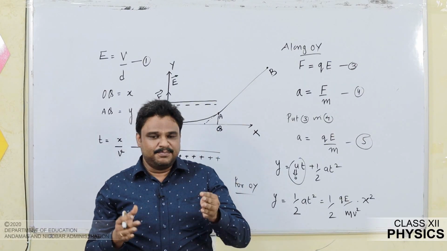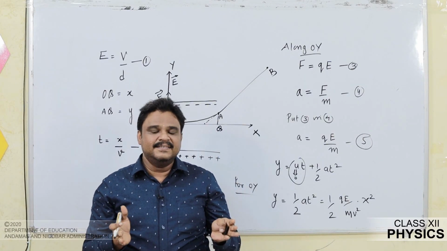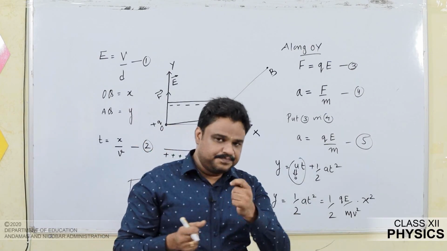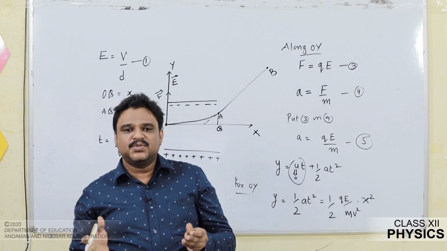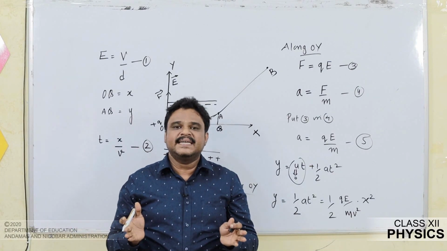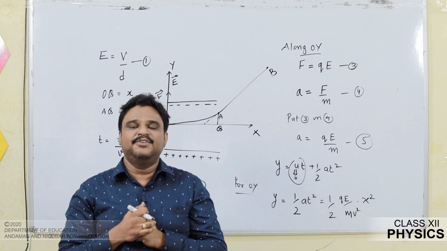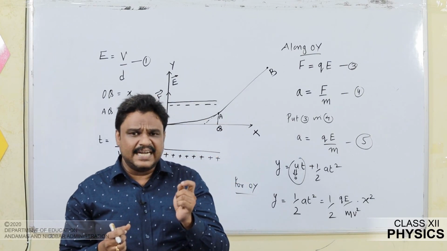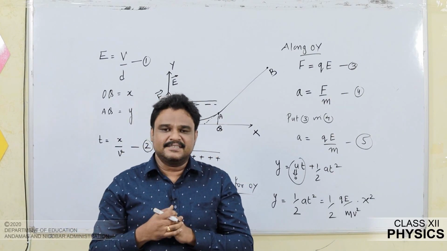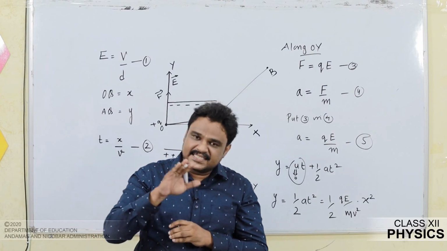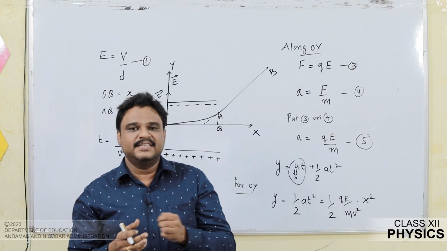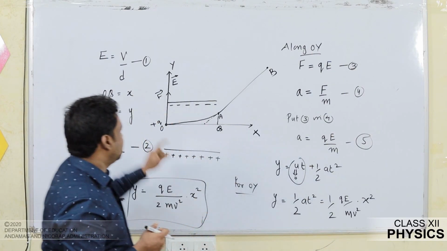Once again I am going to explain the entire content, since it is the most important one, because if this is not cleared, we are unable to get the content of the coming topics. So what is our aim? Our aim is to study the motion of a charged particle in a uniform electric field. We started by assuming a uniform electric field that exists in the plane of the paper and acts along OY.